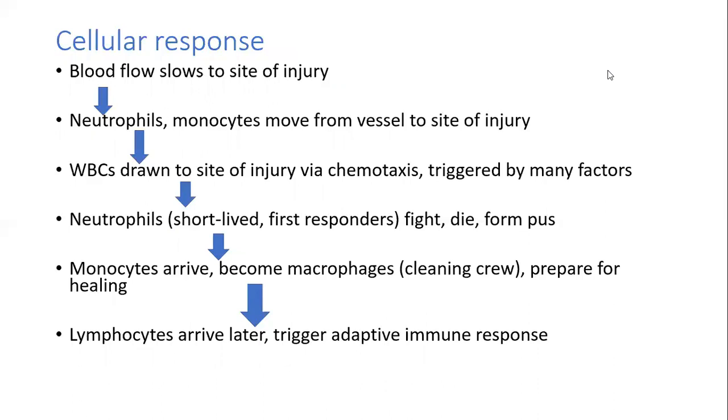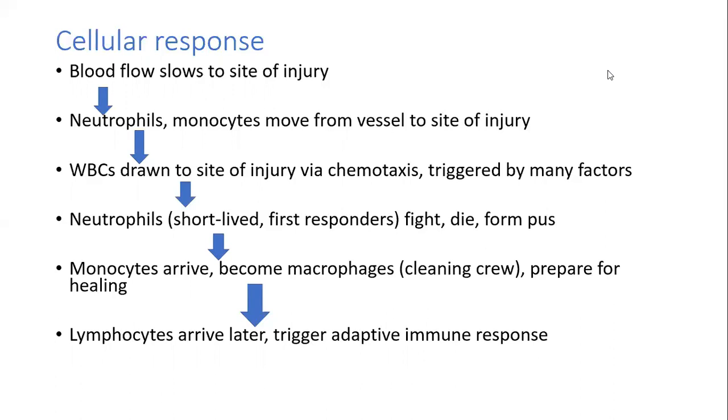So let's talk about the cellular response. So blood flow, so when there's swelling, the blood flow slows down. There's more blood in the blood vessels. Things slow down because these vessels are dilated, which then results in the white cells that are just out there in the circulation moving to the outside of the blood endothelial wall, up to the endothelial wall. And then they are drawn to the site of injury by chemotaxis, which is triggered by a bunch of different things.